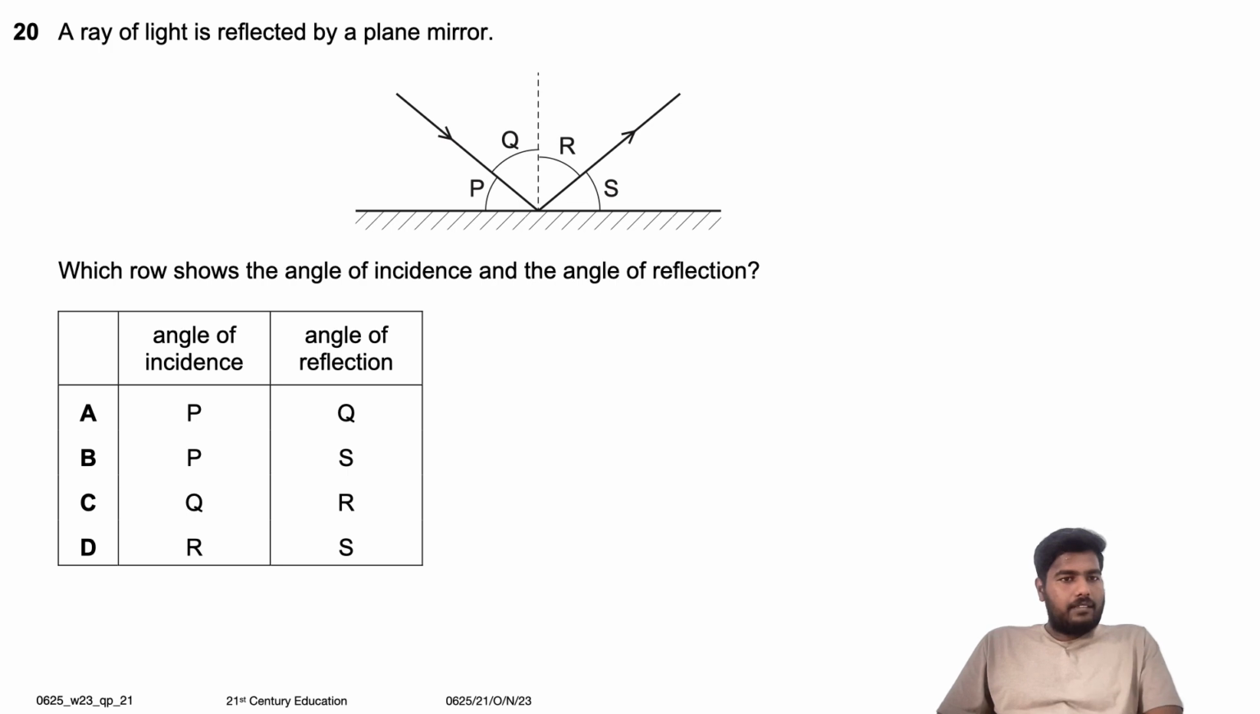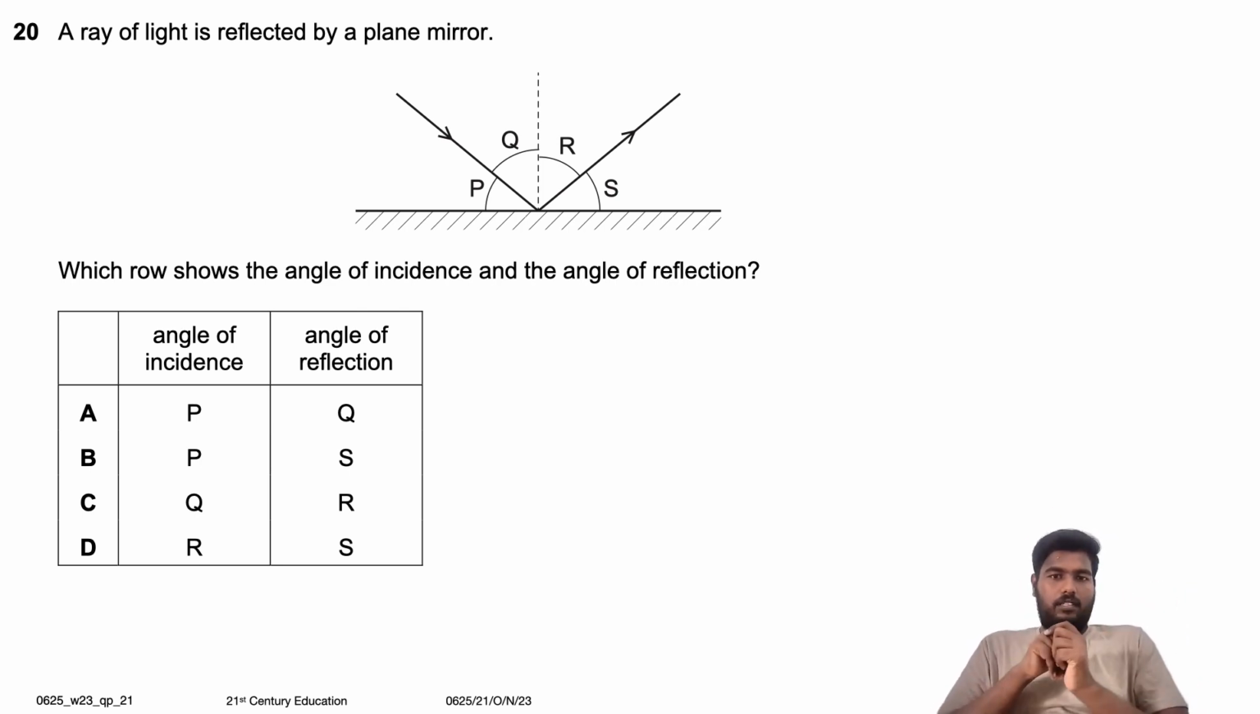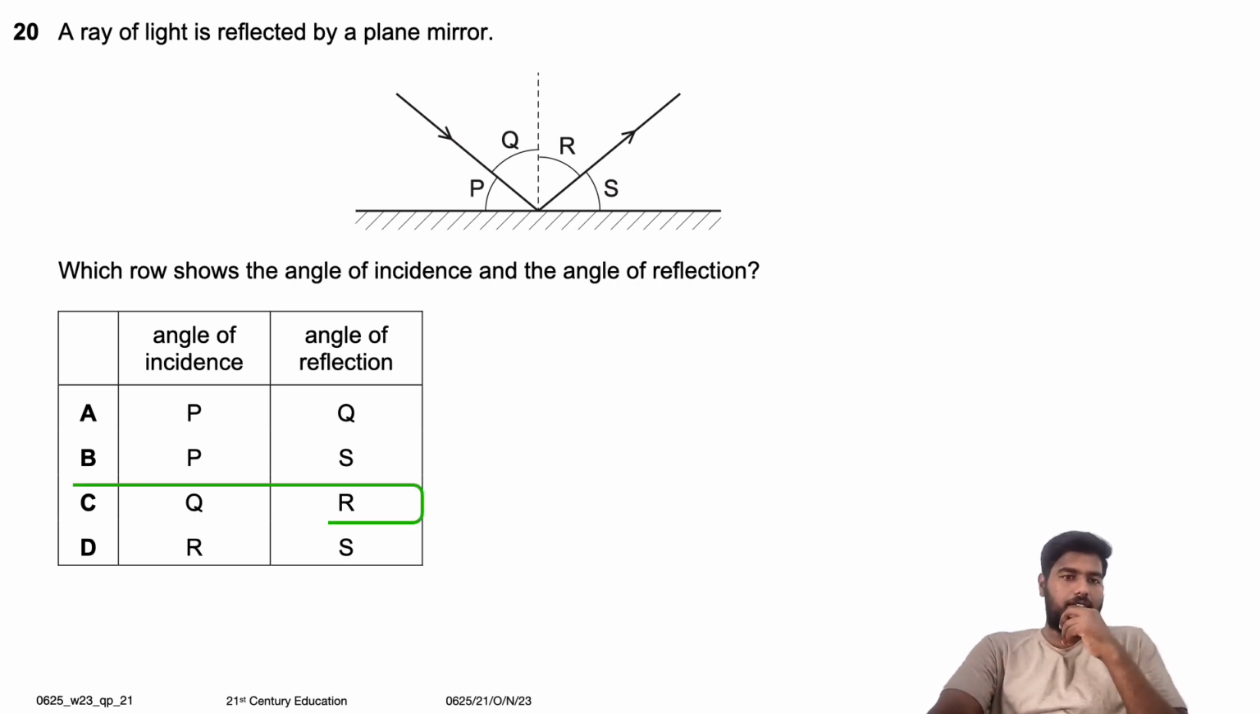A ray of light is reflected by a plane mirror. Which row shows the angle of incidence and the angle of reflection? Q is the angle of incidence, R is the angle of reflection. What people generally make a mistake on is taking angle P sometimes for the angle of reflection. No, the angle of reflection and angle of incidence are measured from the normal to the plane. The dotted line is the normal to the plane, perpendicular. So Q and R are the angle of incidence and angle of reflection.